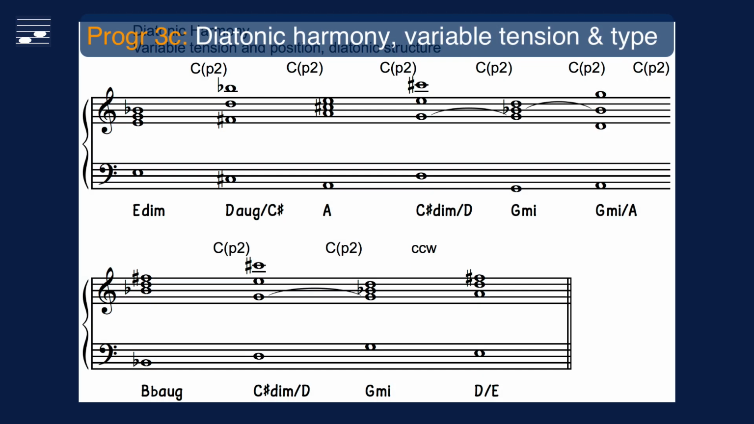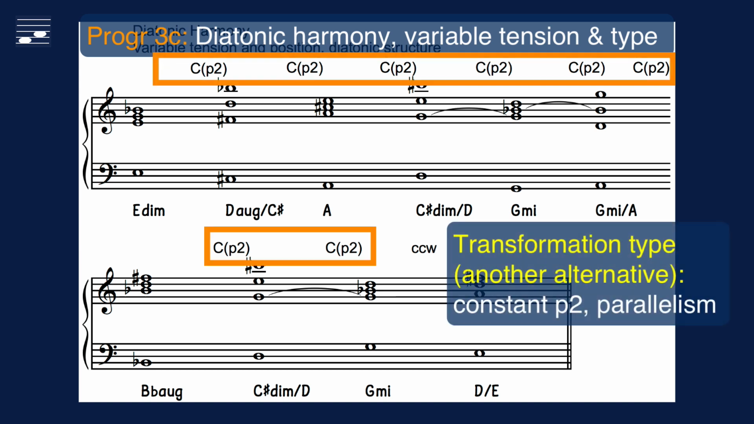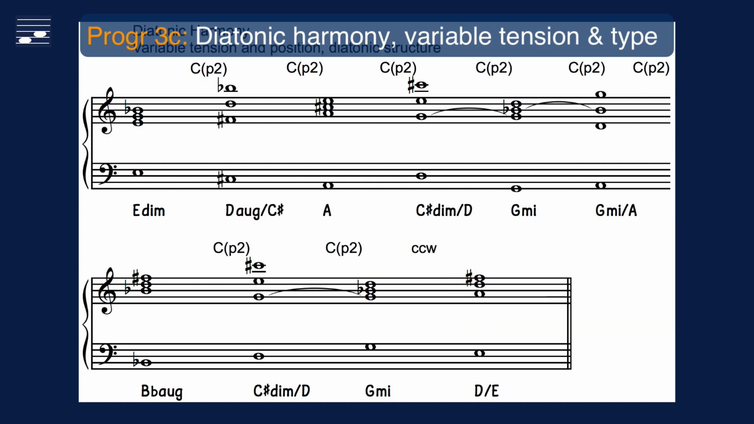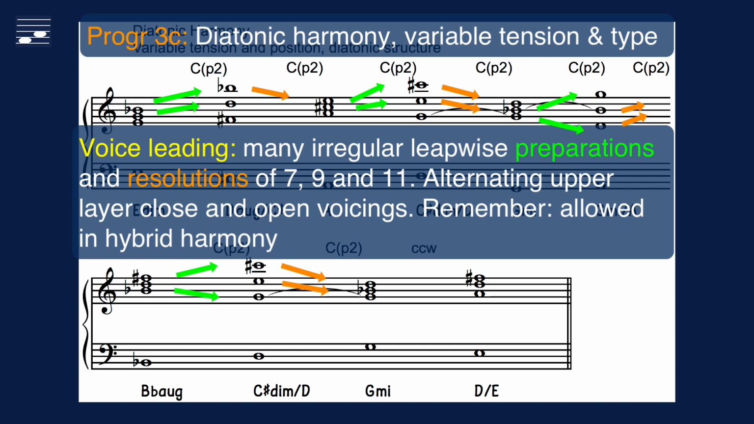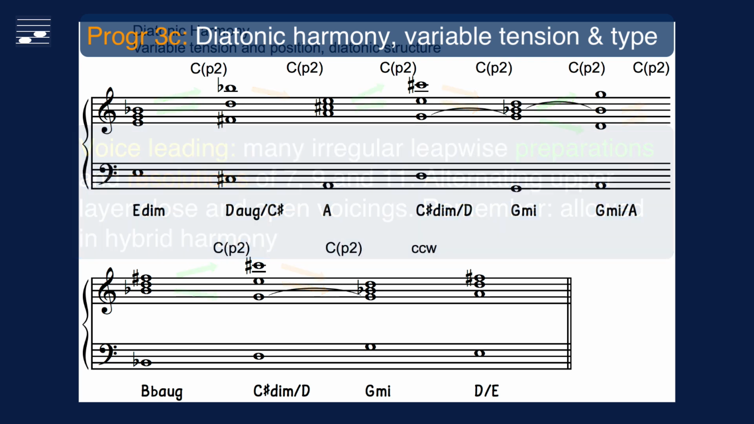Let's try another partially parallel transformation type, now fixing the middle part in the upper layer, labeled as constant P2. The colored line once again shows the constant middle part in the chord connections, while the outer parts P1 and P3 are swapped. This yields alternating close and open position upper layer triads, involving many leaps in dissonance preparation and resolution. This is another non-standard setting. But you'll begin to understand the enormous freedom in designing hybrid harmony progressions.